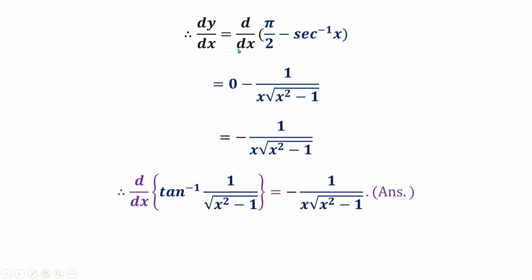Therefore the derivative of y with respect to x is the derivative of pi by 2 minus sec inverse x, which equals 0 minus 1 divided by x square root of x square minus 1, because the derivative of sec inverse x is this, and you will get minus 1 divided by x square root of x square minus 1. Therefore this is the required answer. Clear?